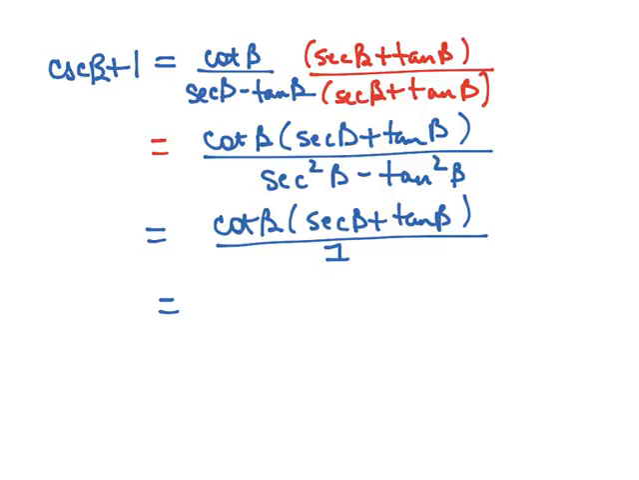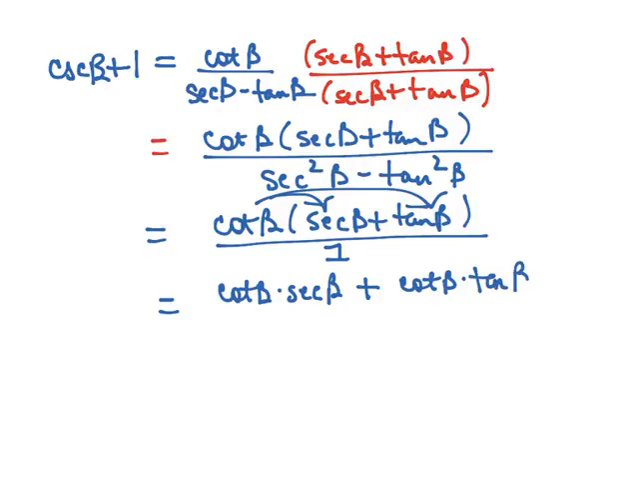So now we can just work with the numerator. Let's distribute the cotangent of beta to both terms, and we'll have the cotangent of beta times the secant of beta plus the cotangent of beta times the tangent of beta. Cotangent is equal to cosine over sine. That's a quotient identity. Secant is equal to 1 over cosine. That's a reciprocal identity. And then cotangent and tangent are reciprocals, so when you multiply those together, you get 1.